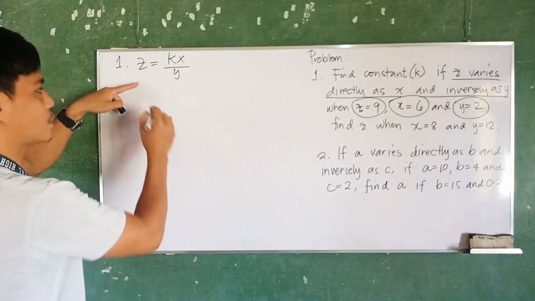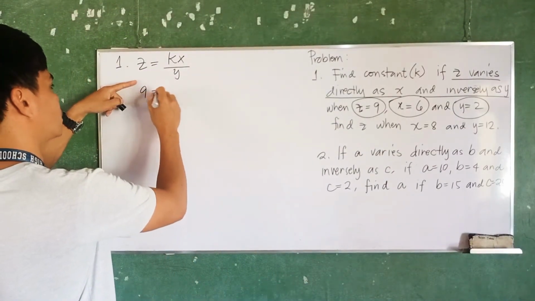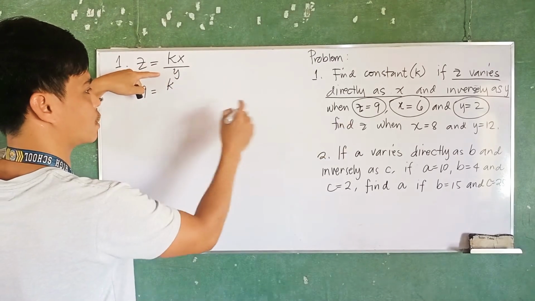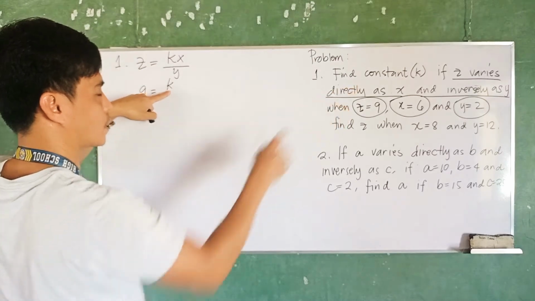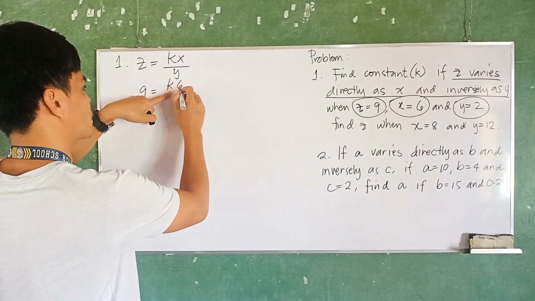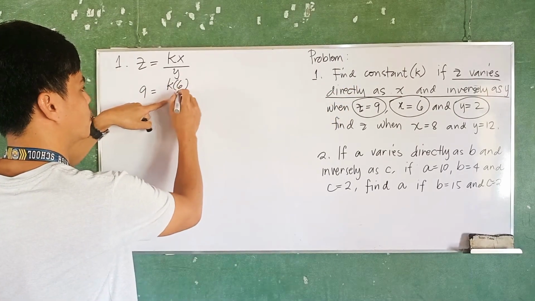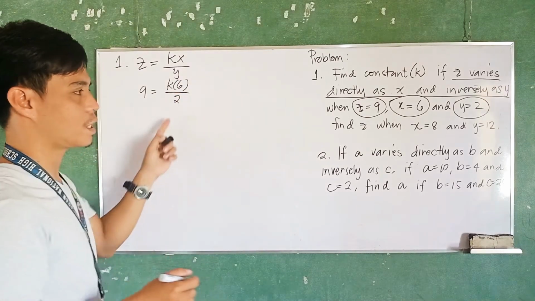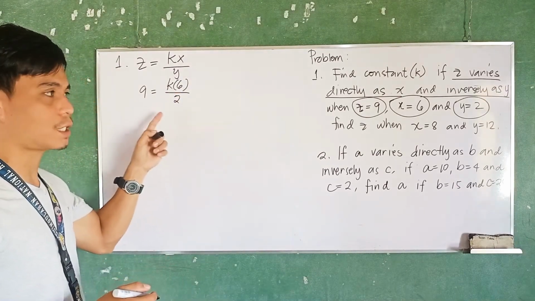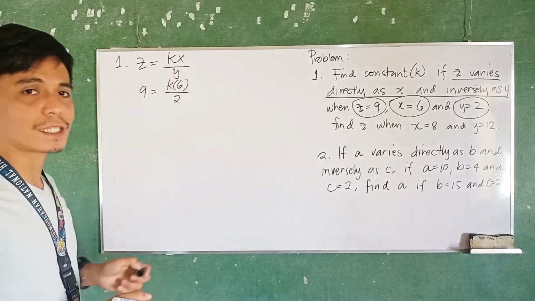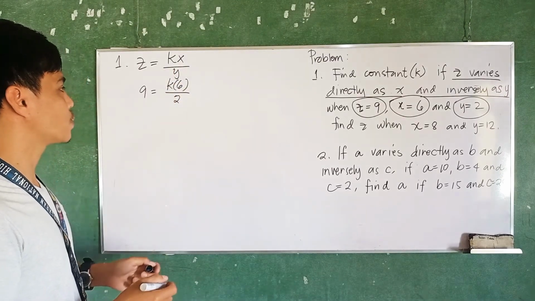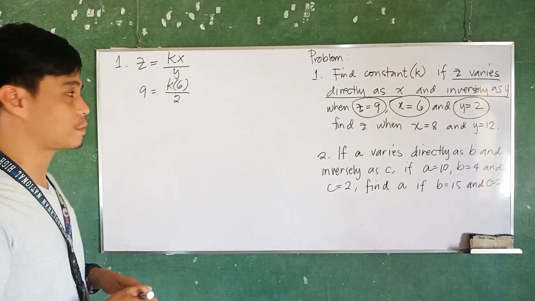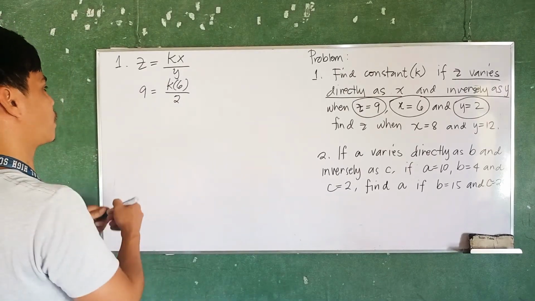So, therefore, z there is 9 is equal to k, which is missing, find the constant, x is 6, and y is 2. There you have it guys. So, we have substituted the values into our mathematical symbol. So, what we will do is simplify and find the value of k.